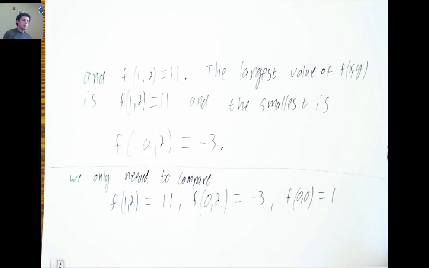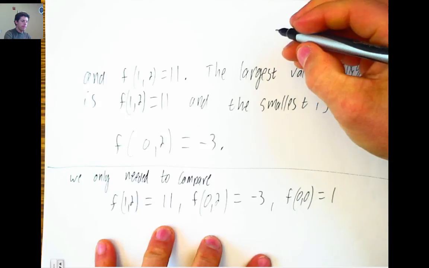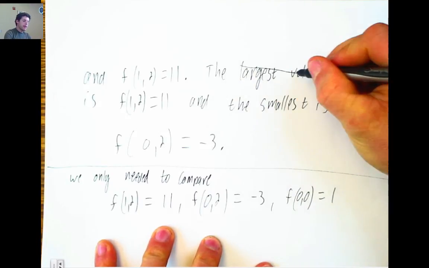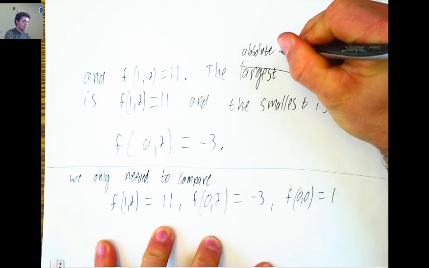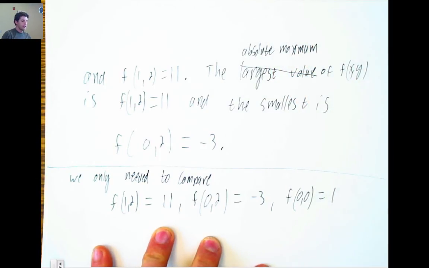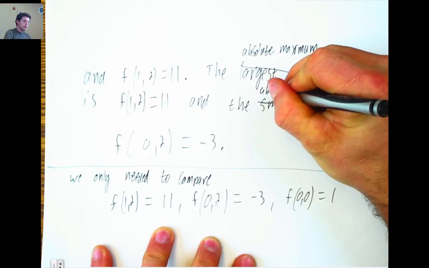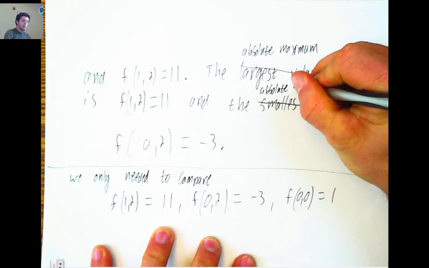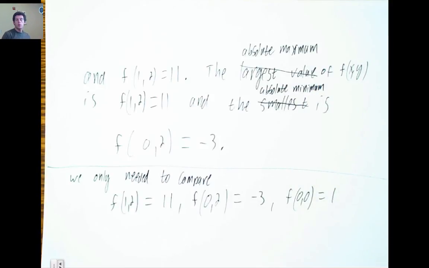Okay, so I should have said that the absolute maximum of f is f of 1, 2, which is 11, and the absolute minimum is f of 0, 2, which is negative 3.